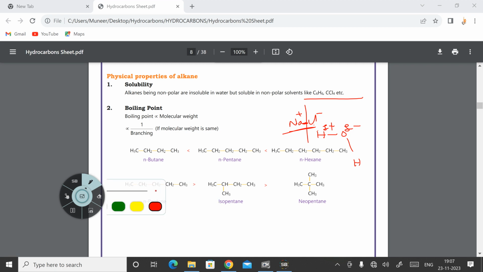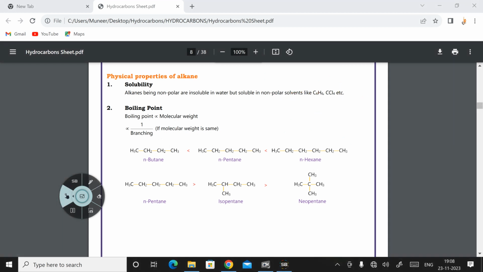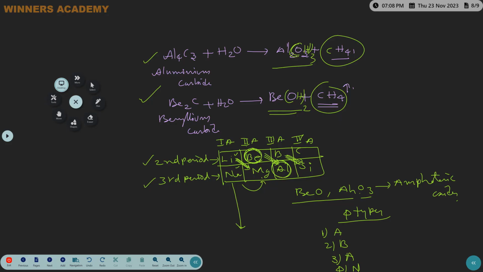Next one, boiling points. Here the point is like dissolves like. Like dissolves like means polar compounds are soluble in polar solvents, and similarly non-polar compounds are soluble in non-polar solvents. That is called like dissolves like. Similar compounds are soluble in one another. Next, boiling point. See, boiling point, what happens?